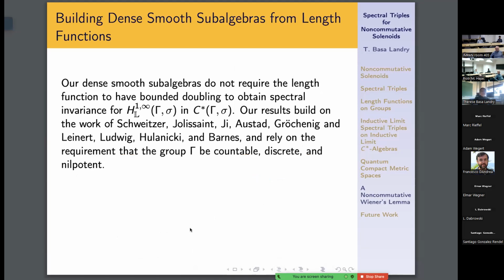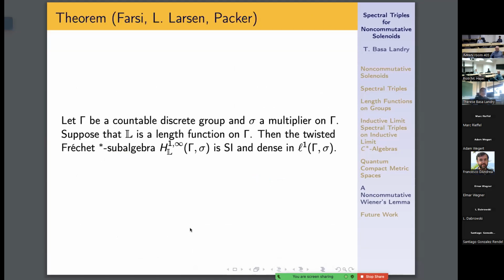So then that was the general part. In order to get up to the level of the twisted group C-star algebra, we first showed that this is spectral invariant in the twisted L1 functions. Then the next step, which required a lot of steps and a lot of theorems, was to show that this is spectral invariant in the twisted group C-star algebra.